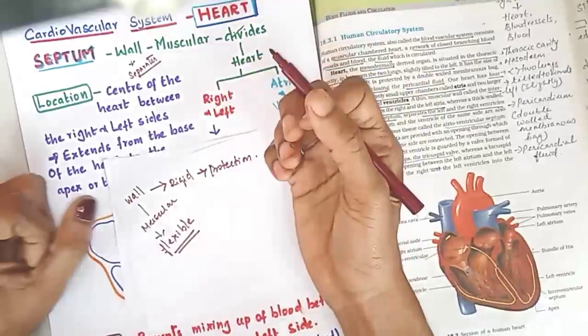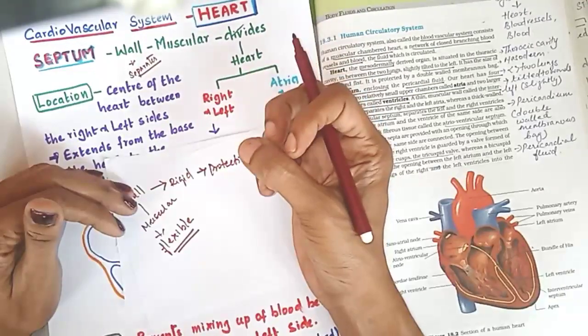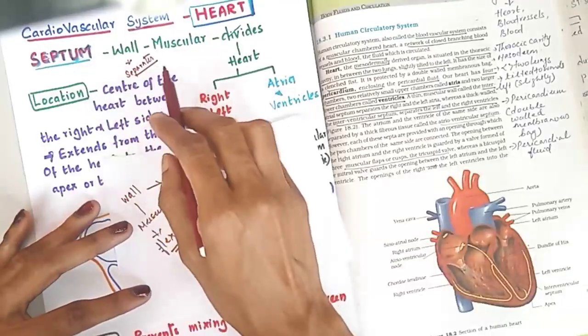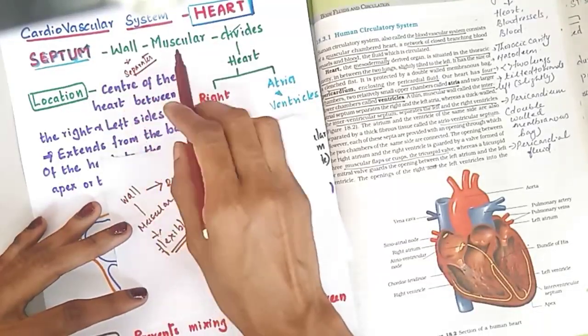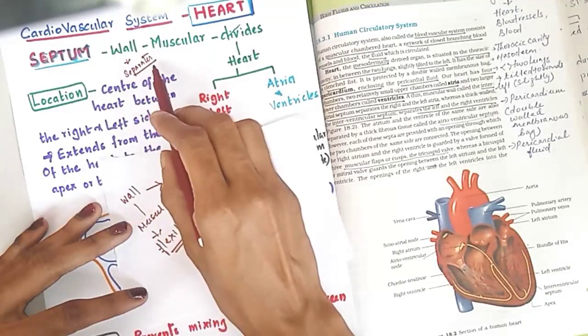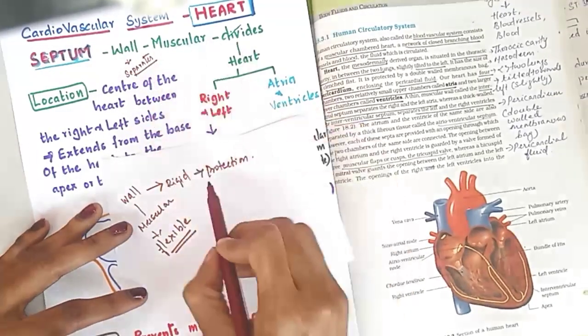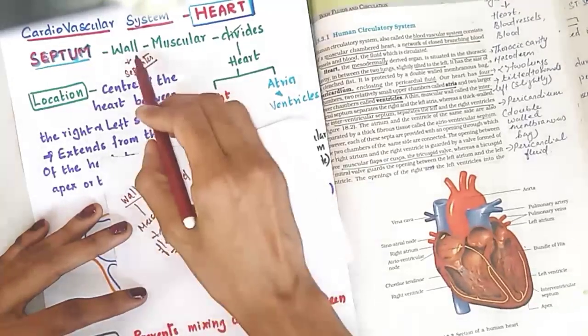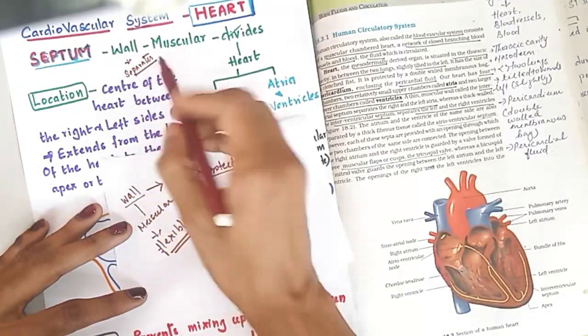Why? Because the heart is a muscular organ which continuously pumps throughout the day. So the septum must also be flexible. So this is a muscular wall. The function of this wall is to separate the four chambers of the heart. Okay. So usually a wall gives protection, but this wall separates the four chambers of the heart.